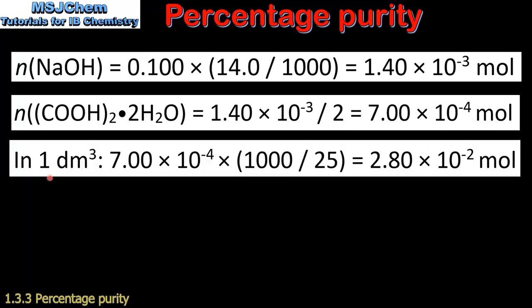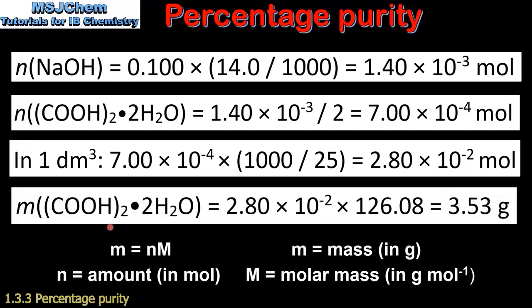Next, we calculate the amount in moles of ethane dioic acid in 1 decimeter cubed of solution. So we multiply the amount in moles in 25 centimeters cubed of solution by 1000 over 25, which gives us 2.80 times 10 to the negative 2 moles.